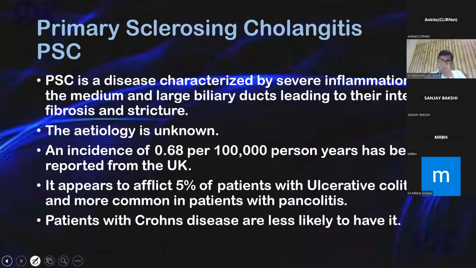It appears more than 5% of patients have ulcerative colitis, and more so patients with pancolitis. And patients with Crohn's disease are less likely to have it. What's the risk of primary sclerosing cholangitis? Particularly, let's suppose this patient has ulcerative pancolitis. What is the risk? What is it that we are worried about?